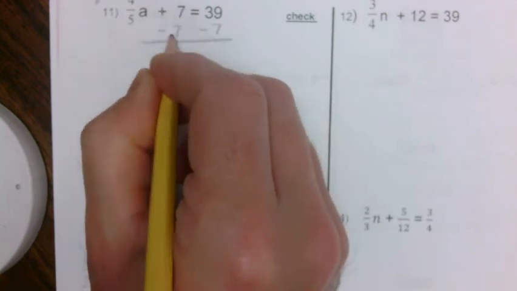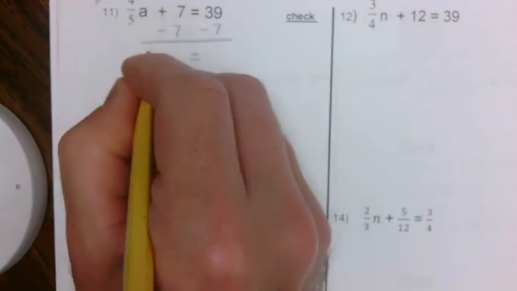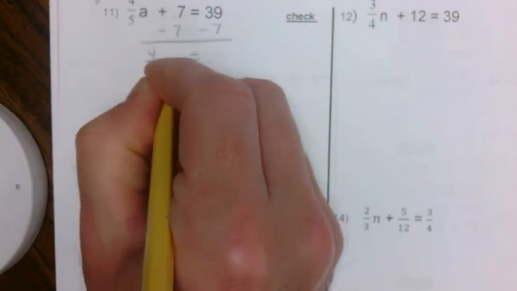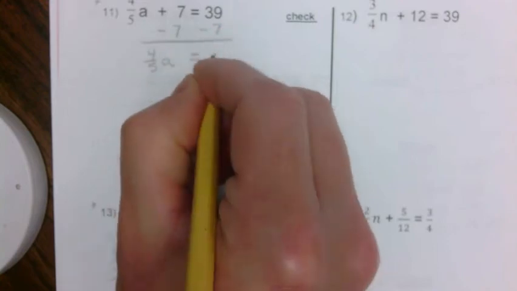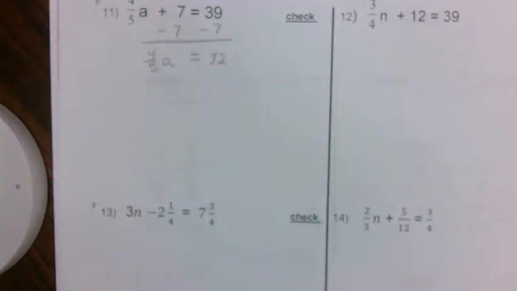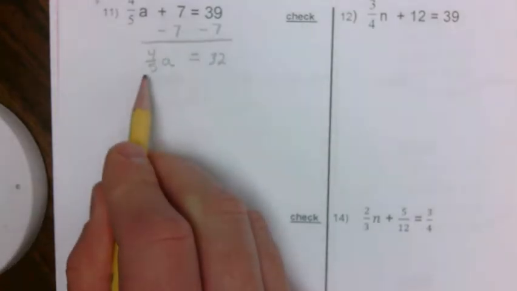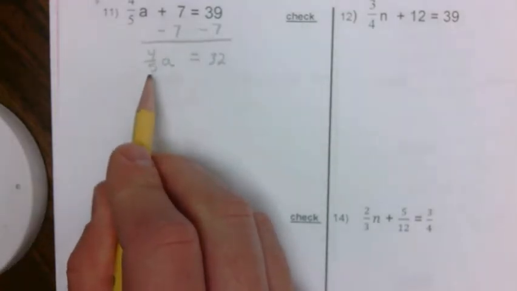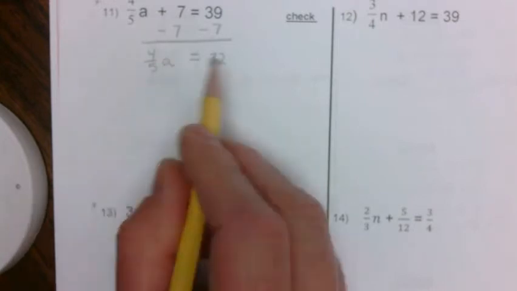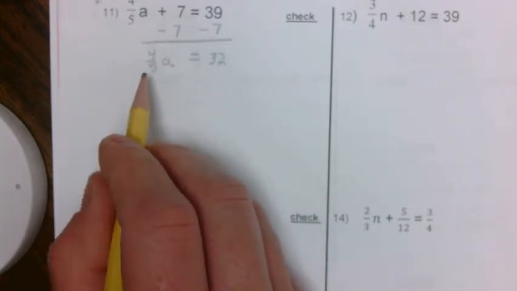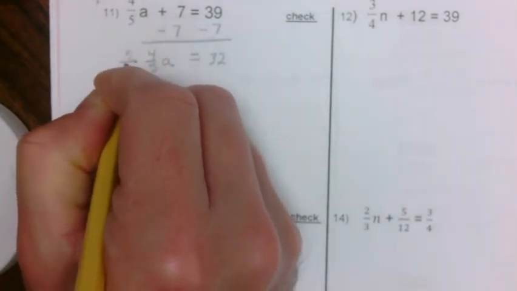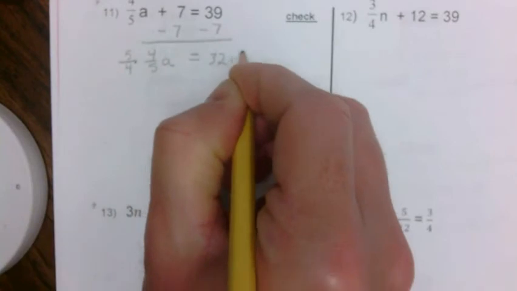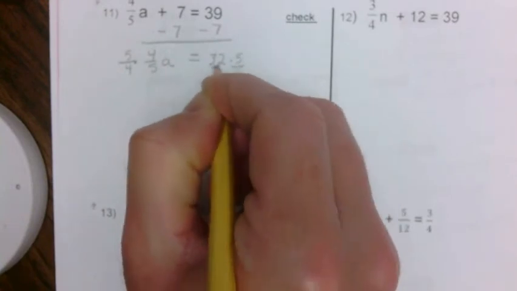On the left, 7 minus 7 is 0, so the only thing on the left now is 4/5 a. And on the right, 39 minus 7 equals 32. So now we have 4/5 a equals 32. Now that I have a fractional coefficient, instead of dividing by that fraction, I'm actually going to multiply both sides by the reciprocal of the fraction, which in this case is 5/4. The reciprocal of 4/5 is 5/4. So we'll multiply both sides by the 5/4.